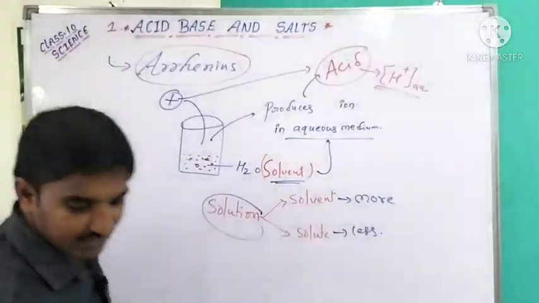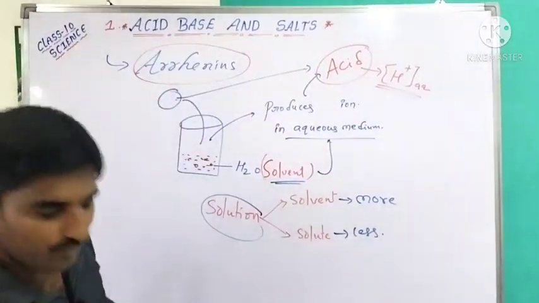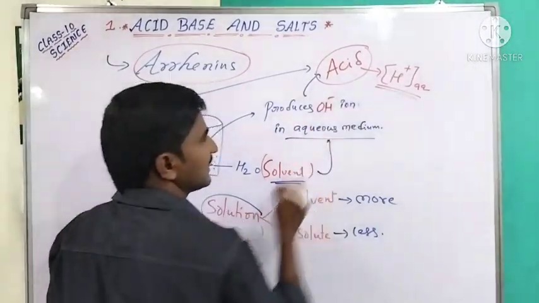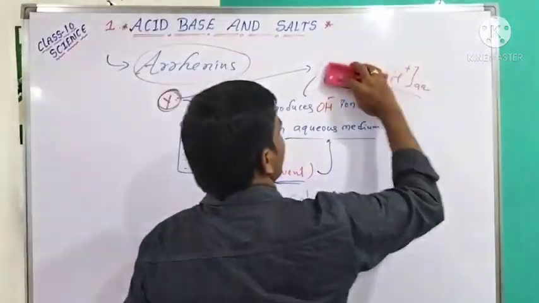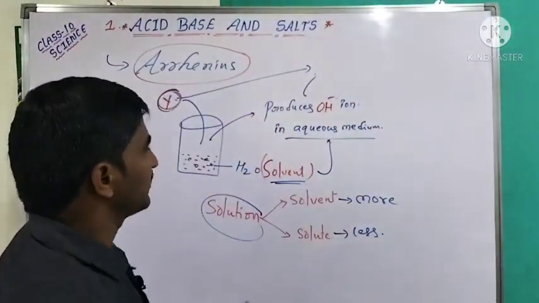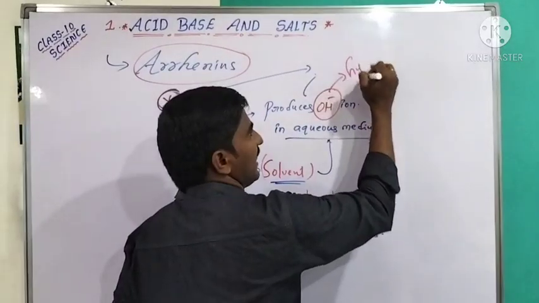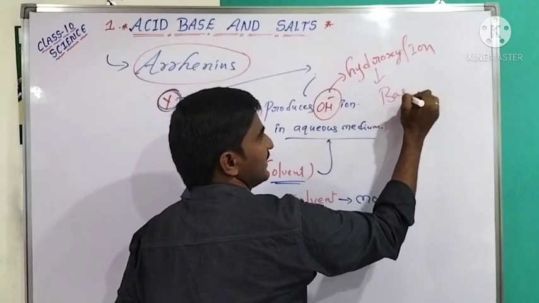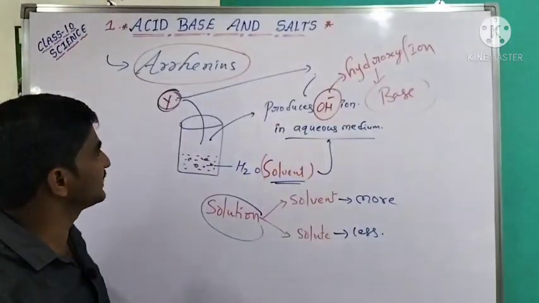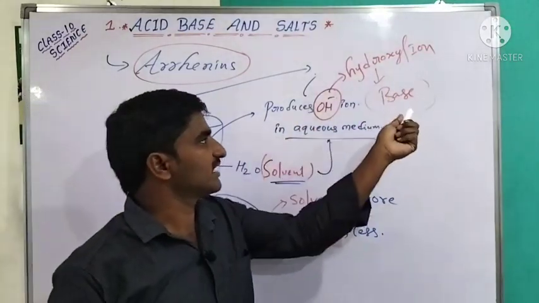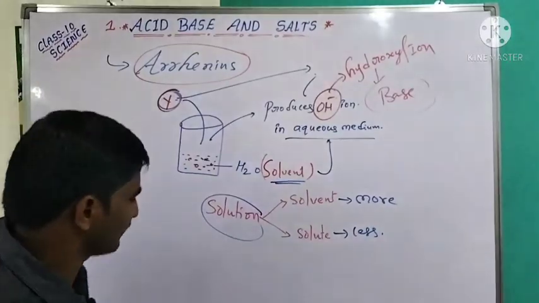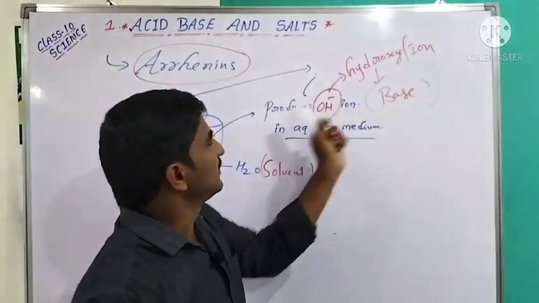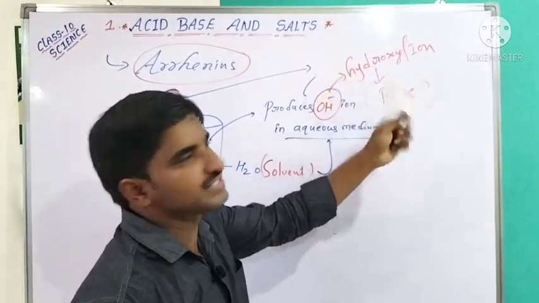In the same way, if you take substance Y dissolving in water to produce OH minus ions, that OH minus ion is called a hydroxyl ion. So whenever the hydroxyl ion is produced, that is called a base. So Arrhenius is also saying that any substance that produces OH minus ions is called a base. For example, listen carefully: production of H plus ions is called acid, and production of OH minus ions is called base. This is the final conclusion given by Arrhenius.